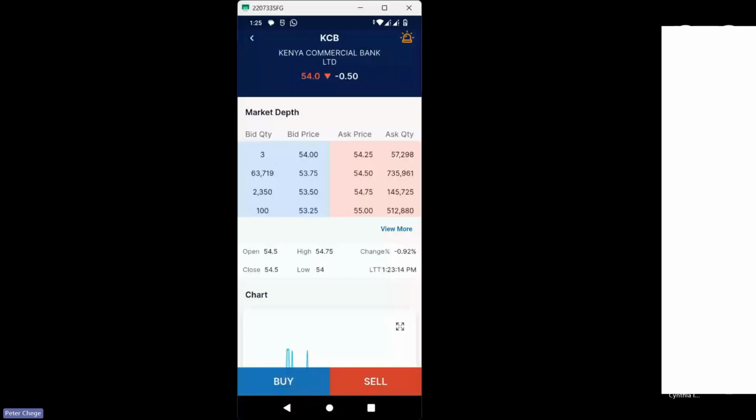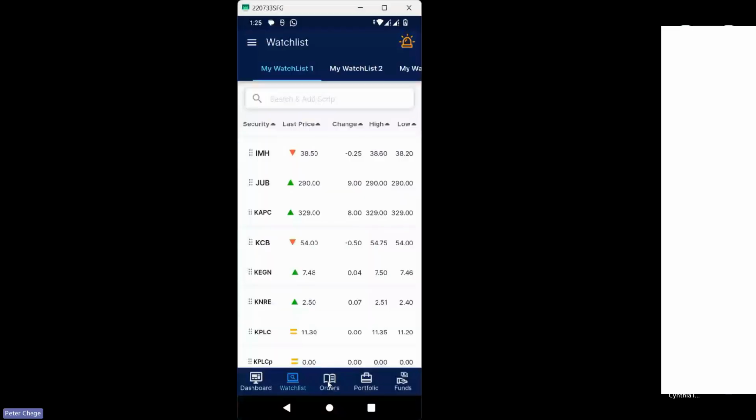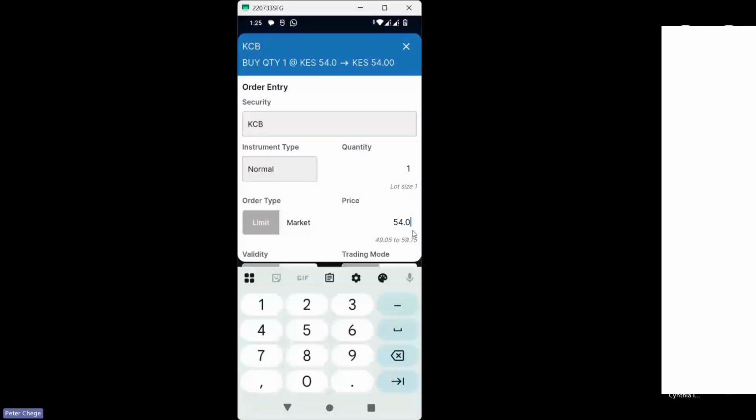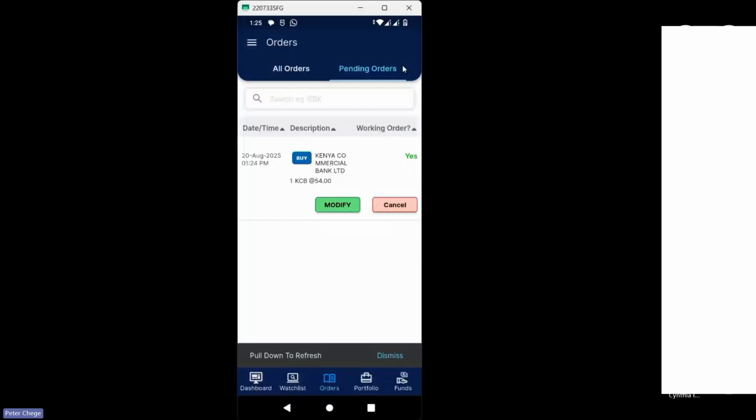Already at 54, there was an order that executed. So among the 3 shares, there is my 1 share. I'm not sure whether to amend it. Let me amend to 54.25. I didn't want it to execute. For you to amend, you just click modify, then you change the price to a higher price. Because I'll get an execution, let me just show you how to cancel.